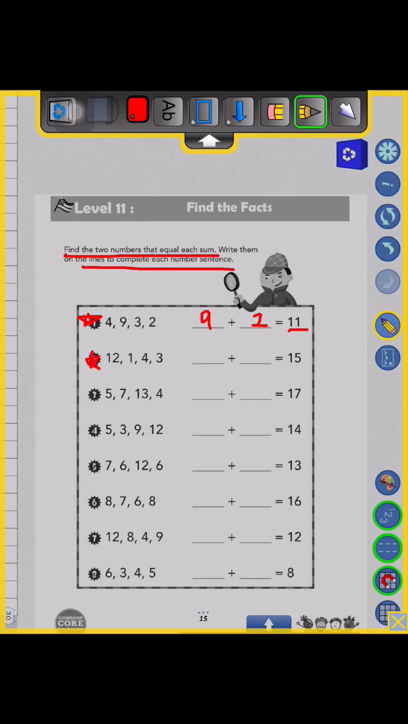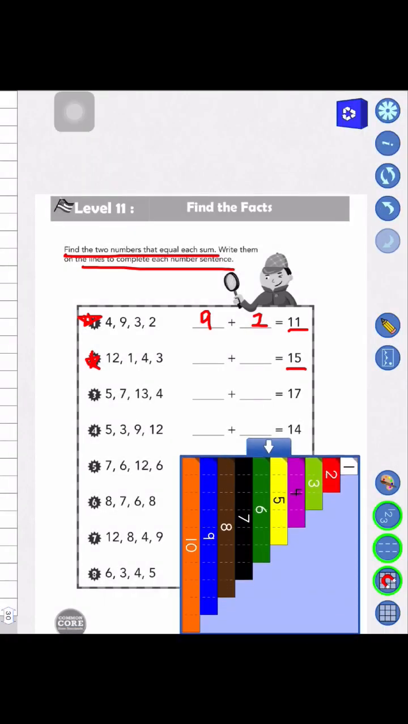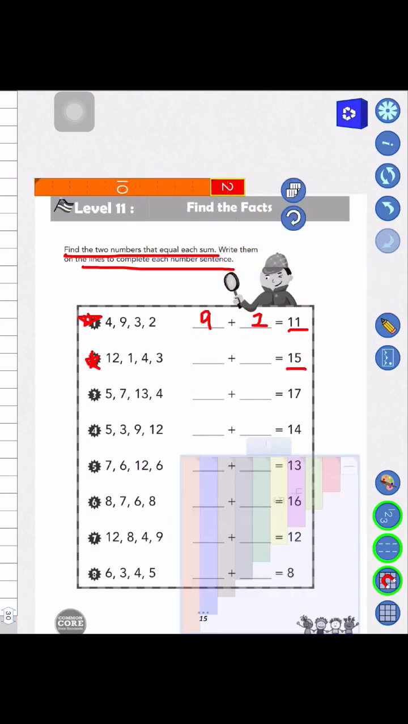12, 1, 4, and 3. So the sum is 15. Okay, so let's get the Cuisenaire rods. We have number 12, so 10 plus 2 equals 12. And then we have number 1.